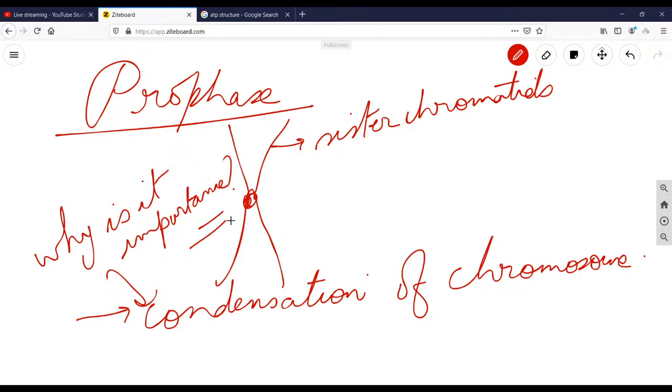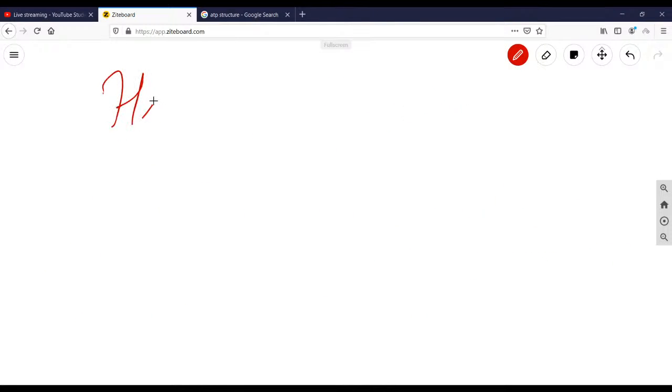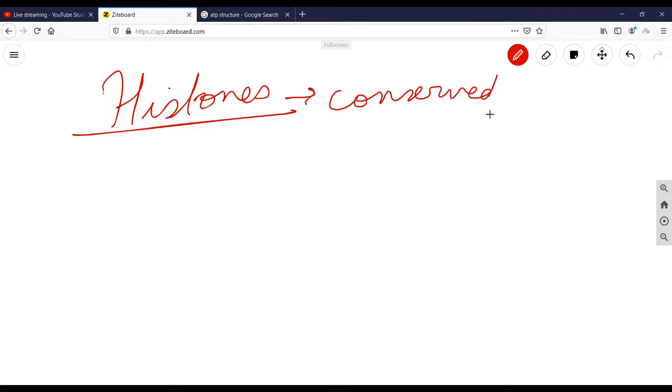The thing is, first of all, I'll tell you something about the histones. You may not have heard about it, but it is very significant and important to talk about histones with regards to condensation of chromosomes. So histones are the conserved proteins. They are very, very conserved.